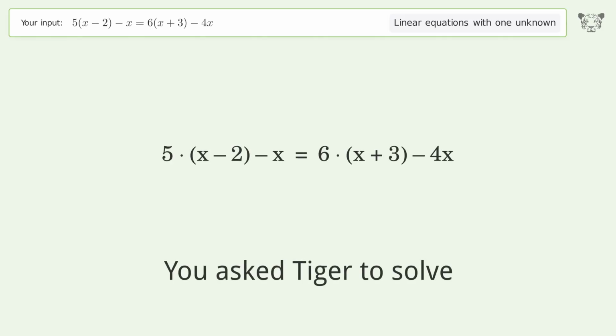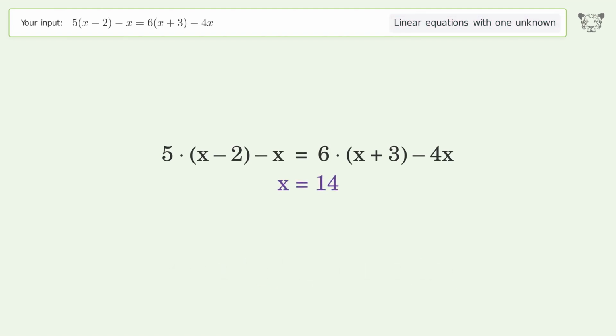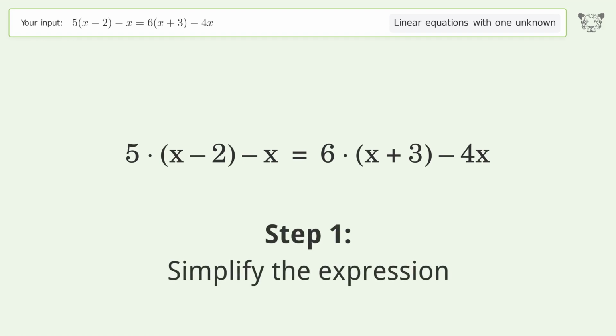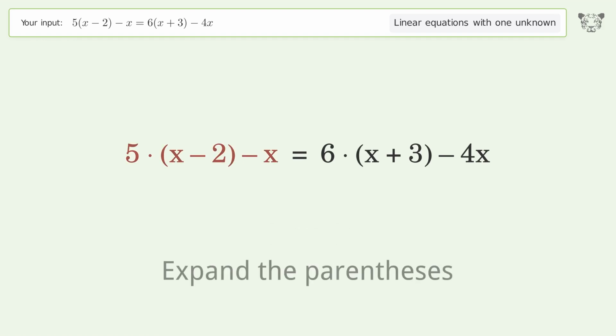You ask Tiger to solve. This deals with linear equations with one unknown. The final result is x equals 14. Let's solve it step by step. Simplify the expression. Expand the parentheses.